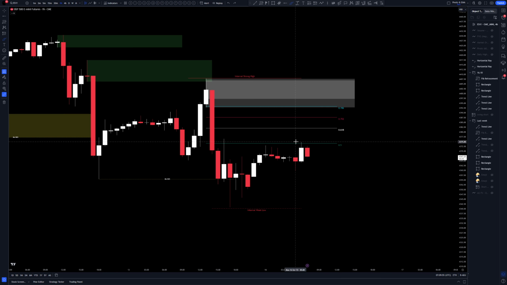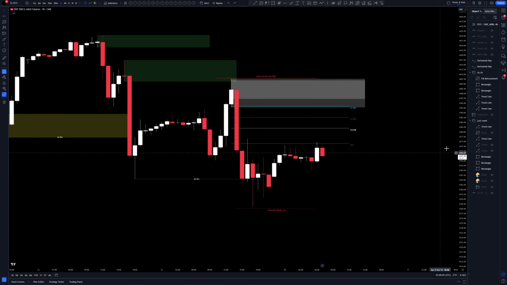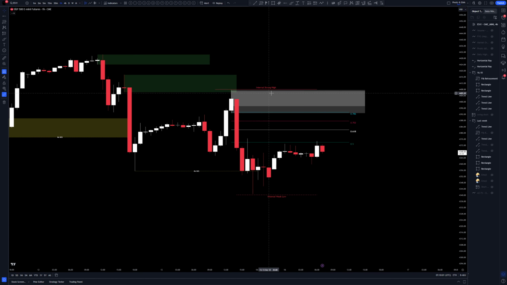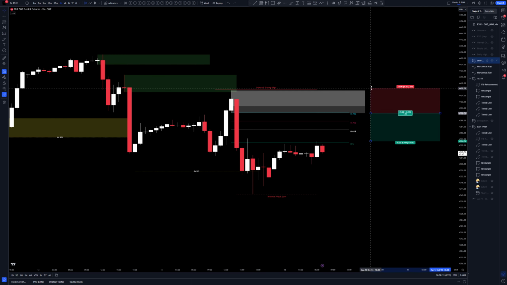So we could jump down onto the lower time frames and look for that sort of setup. But to be honest, I'm more interested in this area of supply up here. Now, this is considered our new internal strong high, and this is now considered our new internal weak low. We would be looking for this setup here. Let me just grab a... We will be looking for something like this.